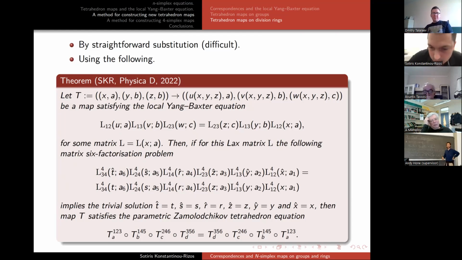the parametric Zamolodchikov tetrahedron equation. I have to comment that Talalaev, Bytsko, and Kazakov, I don't remember if there was another author, please, Dima, correct me, showed some similar statement using graph theory.